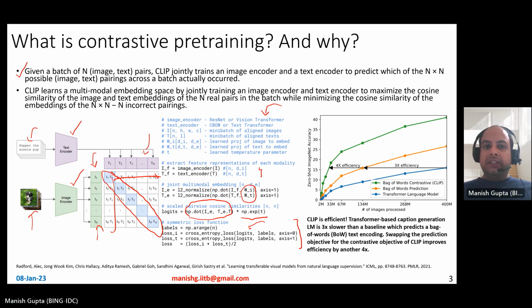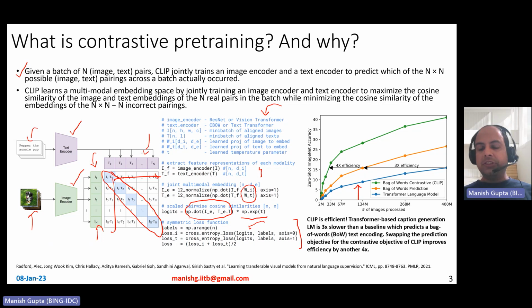Okay. So why do contrastive pre-training? Well, what else can you do, right? So you could basically train a transformer-based language model where you could supply some sort of image embeddings and then ask it to generate text, right? So this blue curve is exactly that here, right?